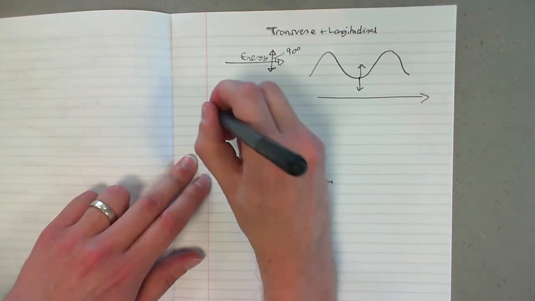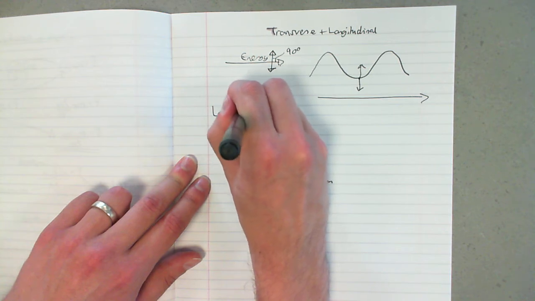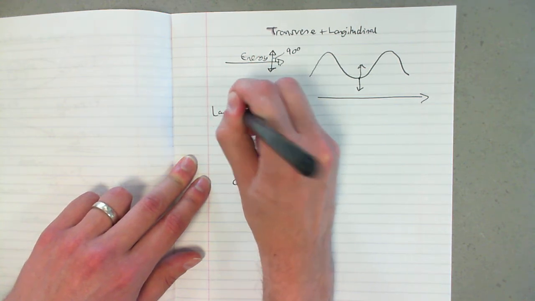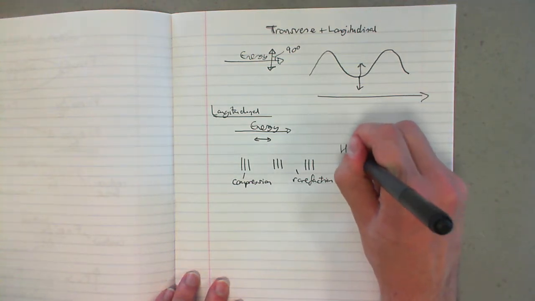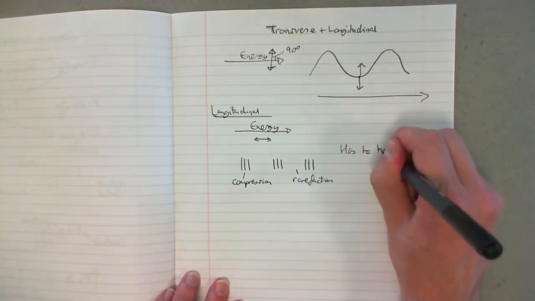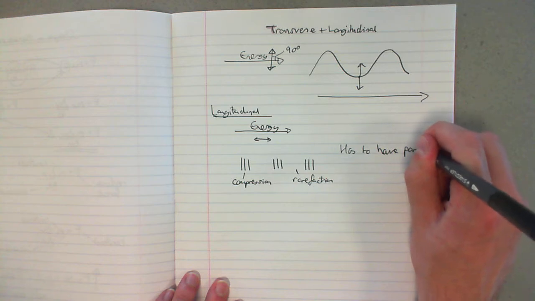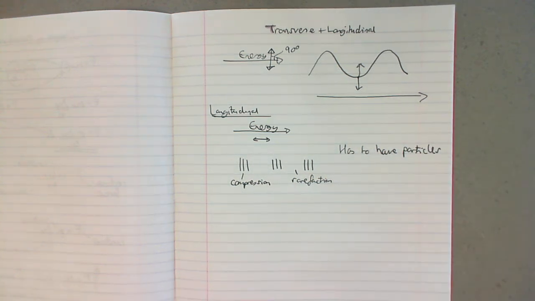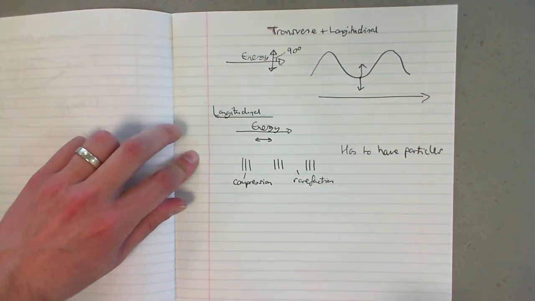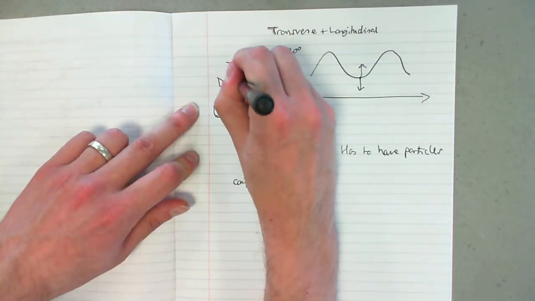Longitudinal waves have to have particles. For example, sound. We can't transfer sound without particles, whereas transverse waves do not need particles. For example, light.